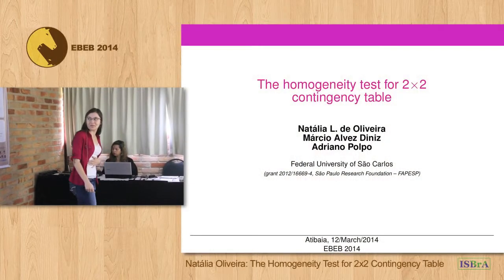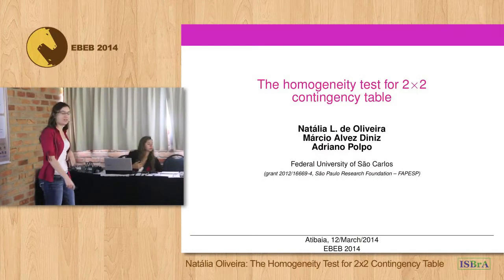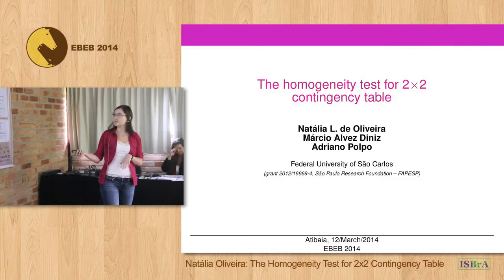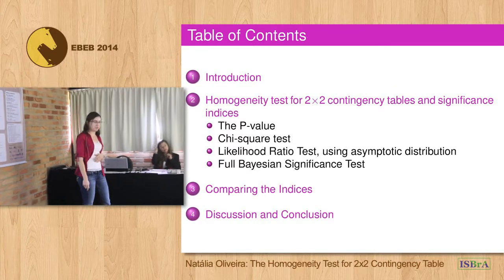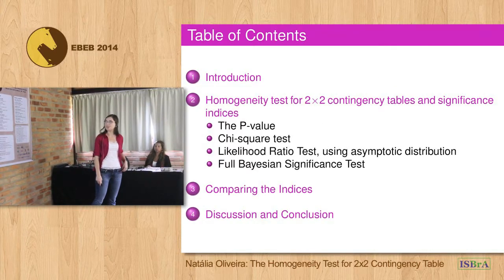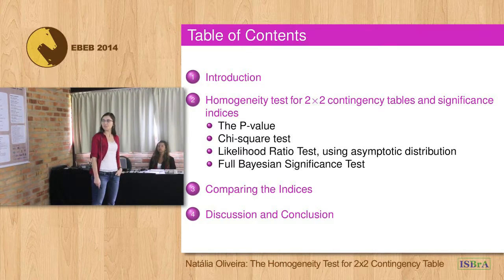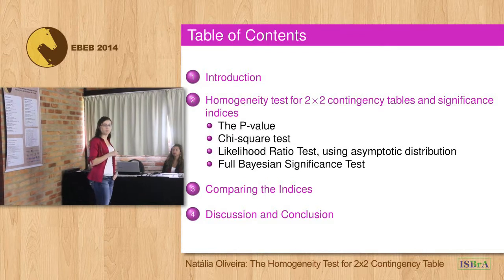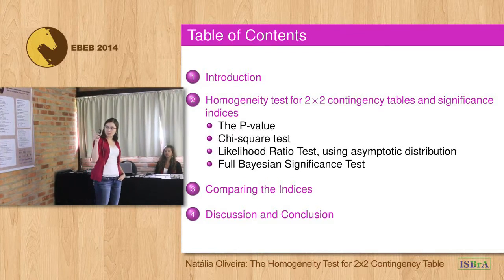So the work I developed with Adriana and Maiso is about homogeneity tests for 2x2 contingency tables and a few significance indices. First we have the introduction, then I'll define the test and a few indices. The latter three I think most of you are familiar with, but the first one, which we call the capital P-value, is one we developed during this work. Then we compare all of them and have discussion and conclusion.